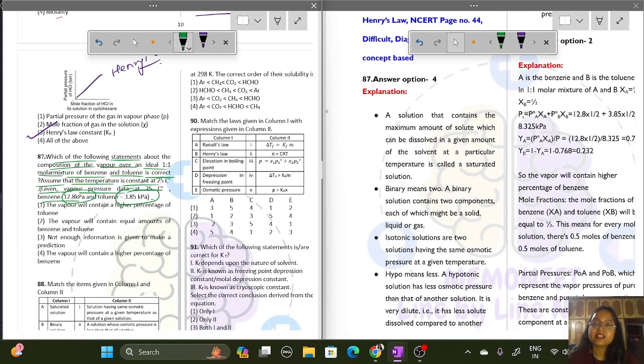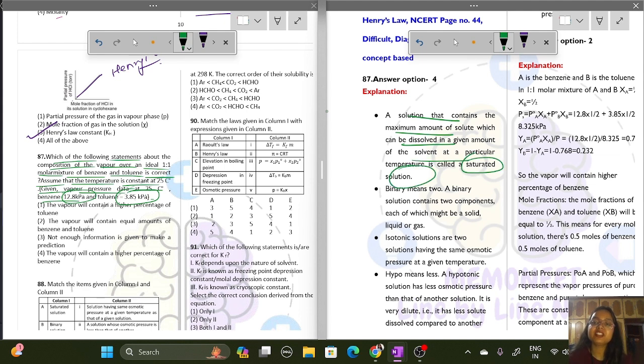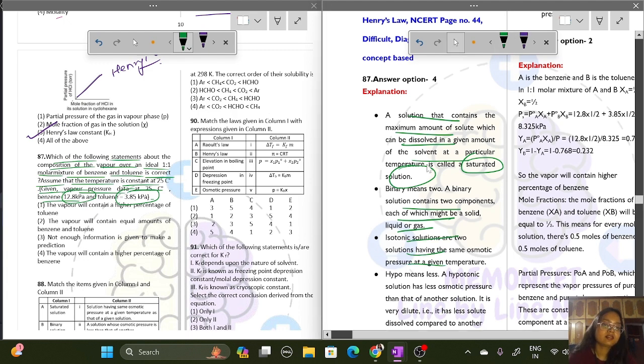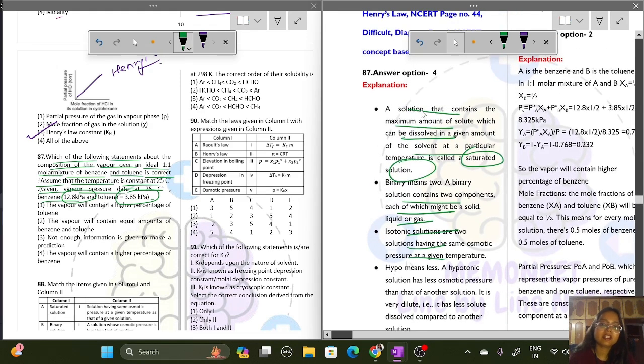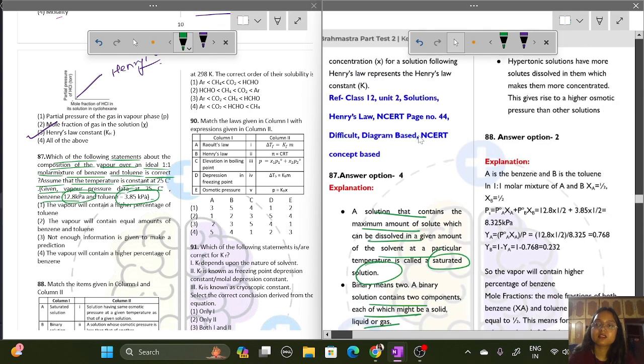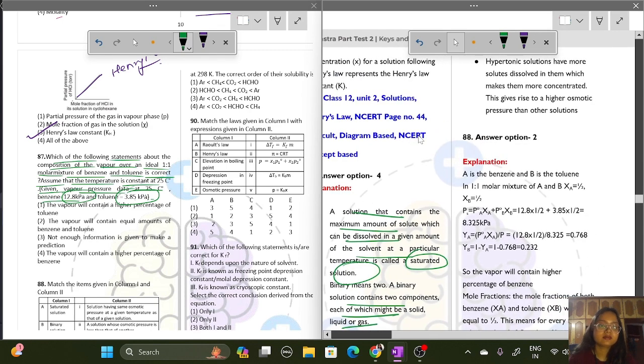A saturated solution contains the maximum amount of solute which can be dissolved in a given amount of solvent at a particular temperature. A binary solution contains two components, which might be solid, liquid or gas. Isotonic solution, we know. It is for question number 88, I think. Wait a second.